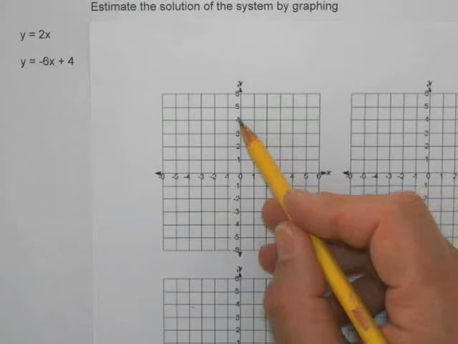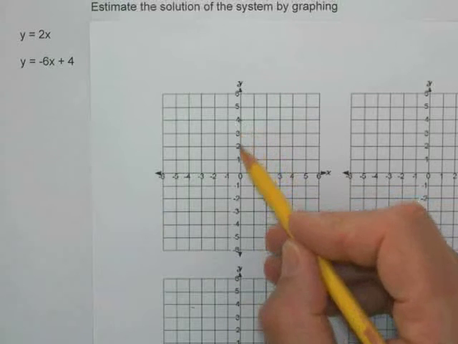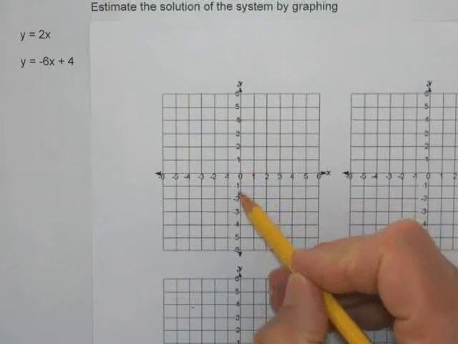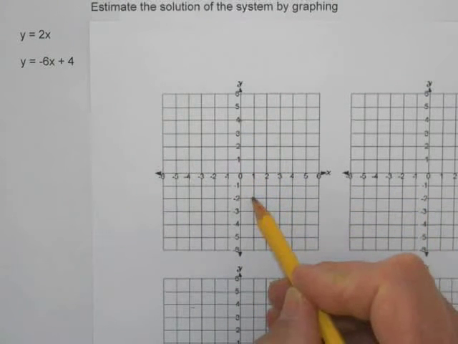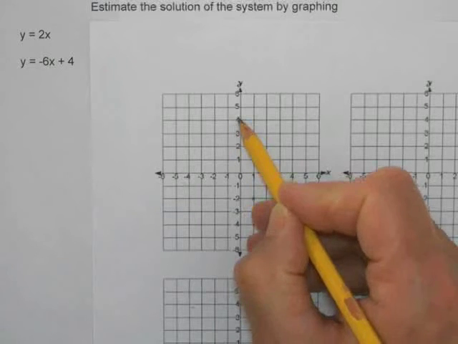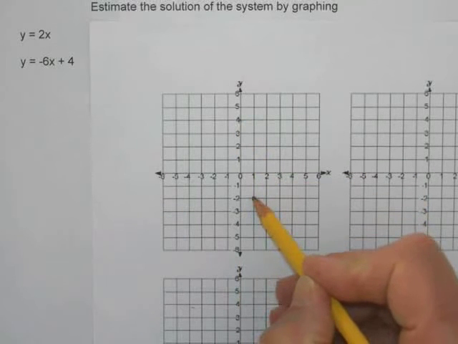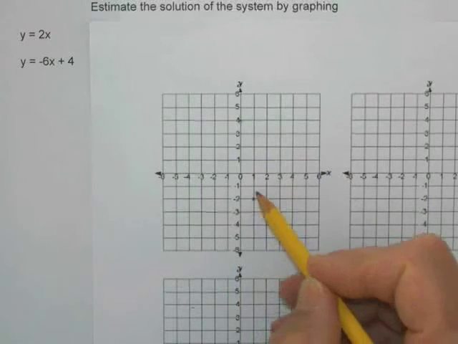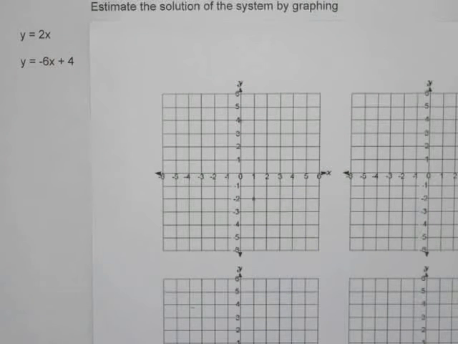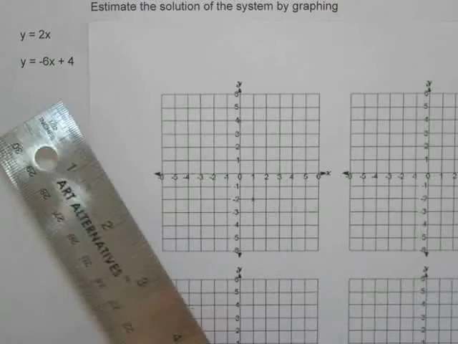So I'm going to count down 6, 1, 2, 3, 4, 5, 6, and over 1. And I'm just going to use those 2 points to draw my line. And the reason I'm only using those 2 points, quite honestly, is because I would run out of space on this particular graph if I used more. So I'm going to put that line in.